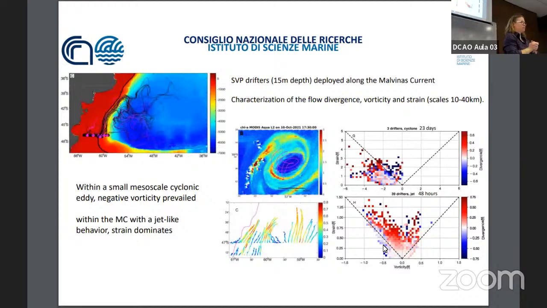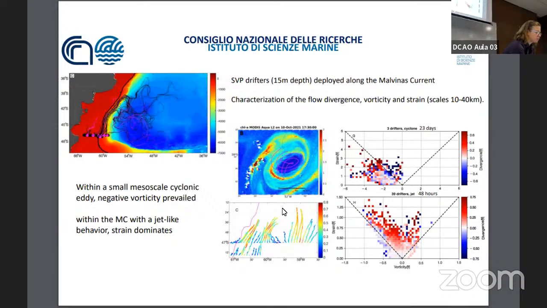This is a very recent example that we've been working on with Laura, Martin, and all the group. It is based on the quantification of kinematic properties from SVP drifters that are drogued at 15-meter depth that were deployed along the Malvinas Current. And we characterize the flow kinematic properties, divergence, vorticity, and strain, considering triplets at scales between 10 and 40 kilometers.